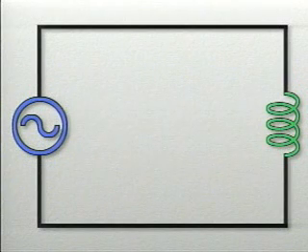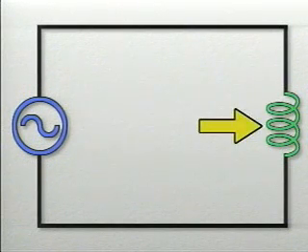Now let's look at a purely inductive circuit. That's a circuit in which inductance is the only factor that limits current. Now actually, this type of circuit only exists in theory, because all circuits have some resistance. But it's helpful in understanding the effects of inductance on the relationship between voltage and current.